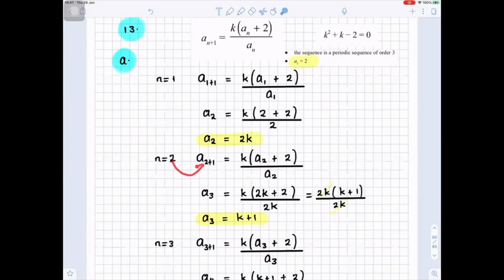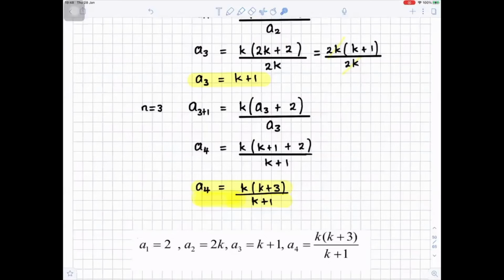Now we put in n equals 2. So 2 plus 1 will give you 3. And k bracket a2, replace n with 2 and n with 2. So it will end up being k bracket (2k plus 2) over 2k. So 2 can factorize out of the bracket. So you end up with 2 cancelling with 2 and k cancelling with k. So you end up with k plus 1. So the third term a3 is equal to k plus 1.